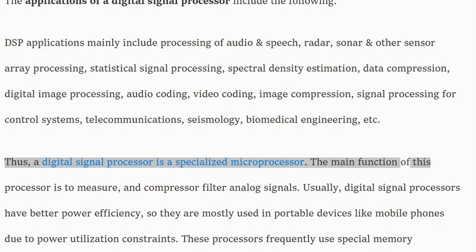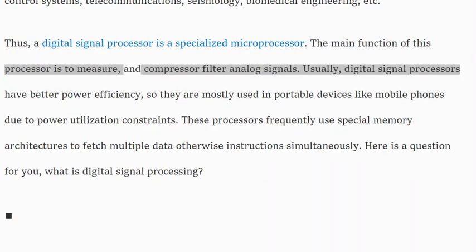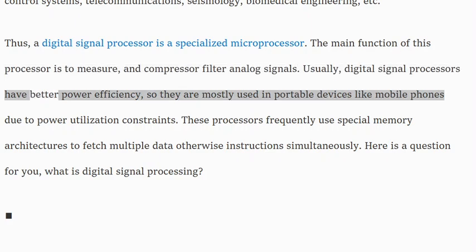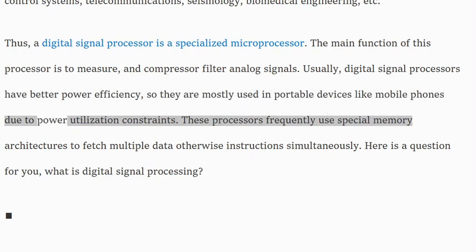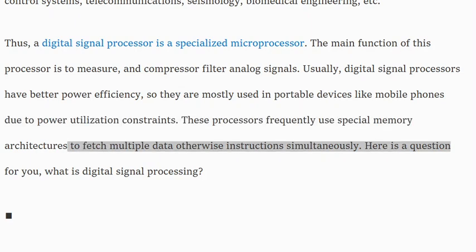Thus, a digital signal processor is a specialized microprocessor. The main function of this processor is to measure, compress, or filter analog signals. Usually, digital signal processors have better power efficiency, so they are mostly used in portable devices like mobile phones due to power utilization constraints. These processors frequently use special memory architectures to fetch multiple data, otherwise instructions, simultaneously.